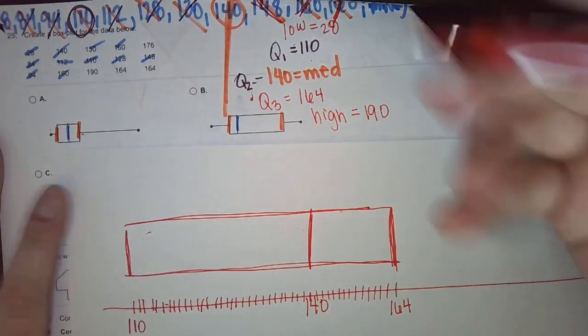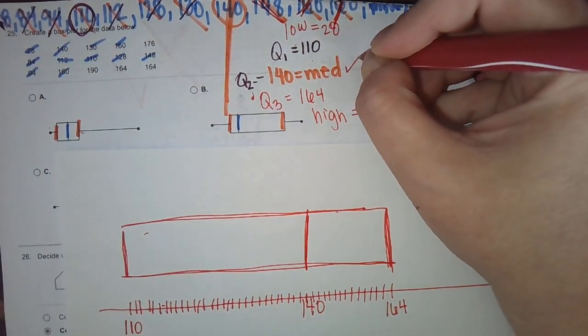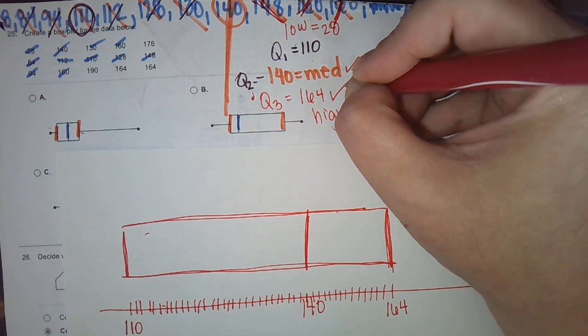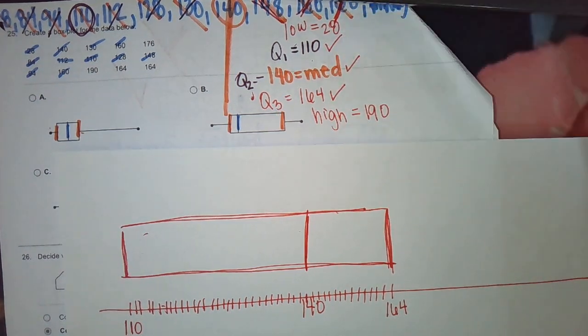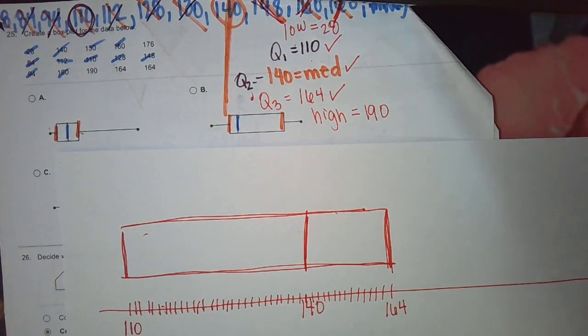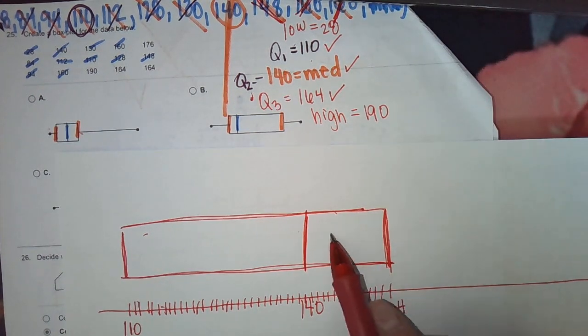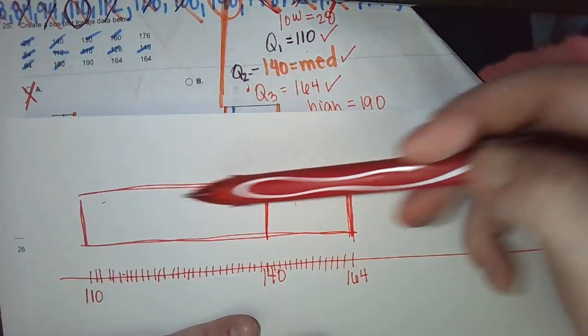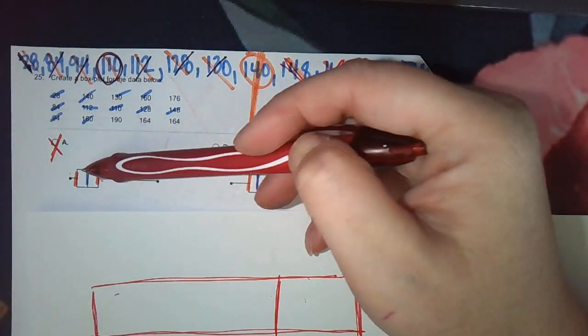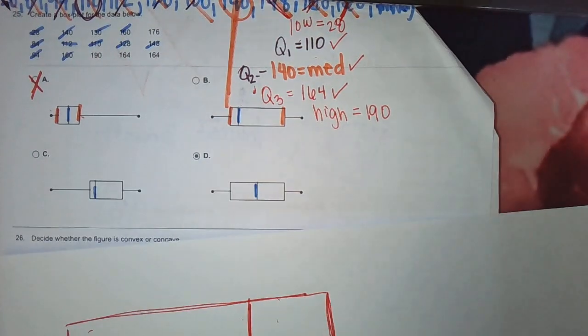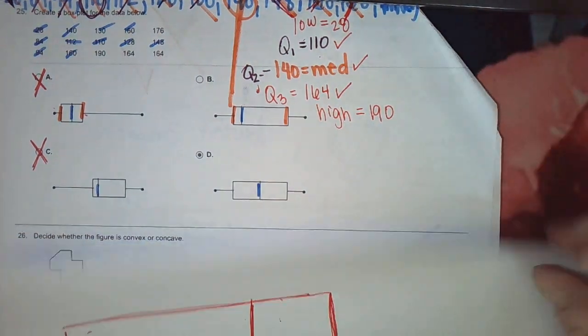I don't know. We put this 140 on the picture. We put this 160 on the picture. We put 110 on the picture. Then we were talking about how this left side is way longer than this right side. So A's out because the left side doesn't look long. Okay, C's out because look, the wrong piece is long.